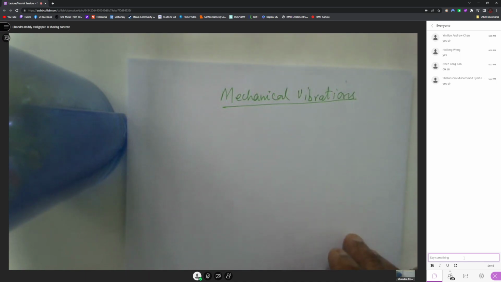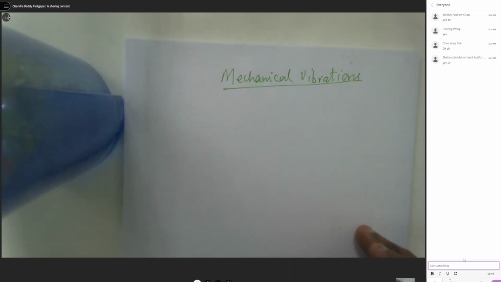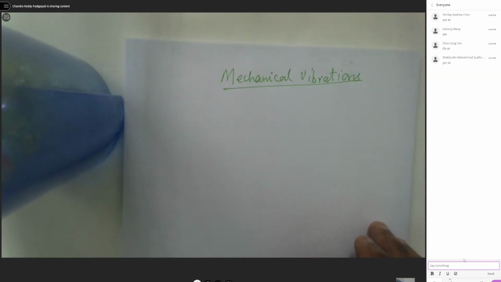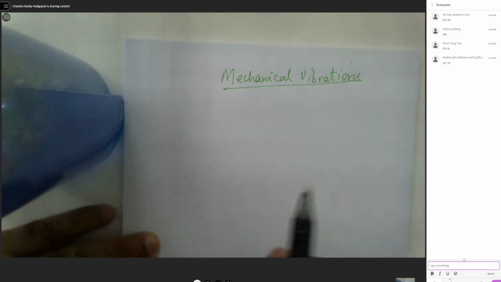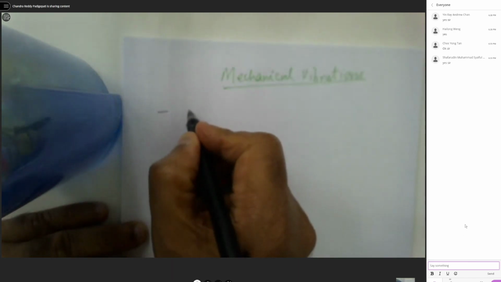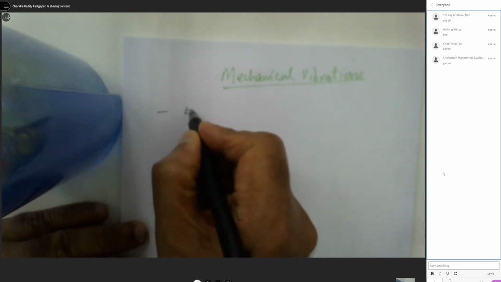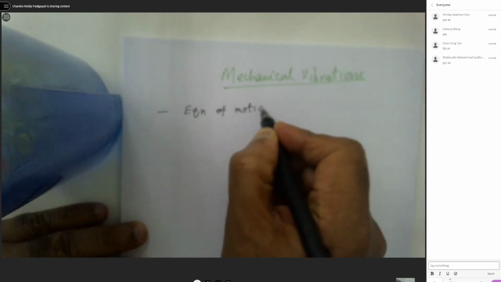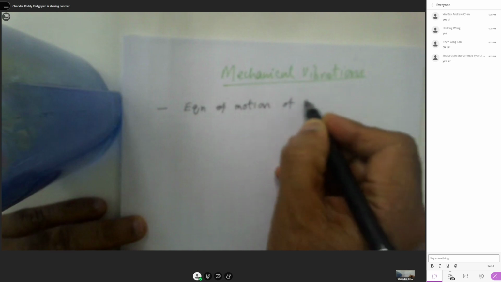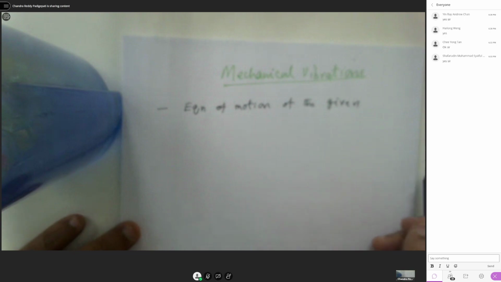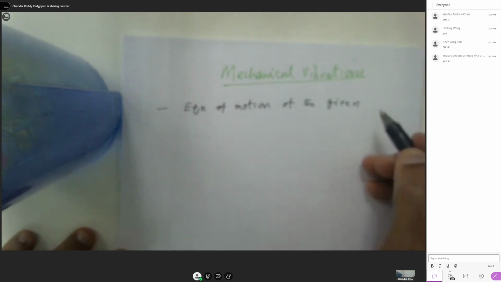So we know that basically vibration is a type of motion which repeats itself at fixed intervals of time. So when we study mechanical vibrations of a system, the first thing we do is we need to come out with the equation of motion of the system. So we need to derive the equation of motion of the given system.